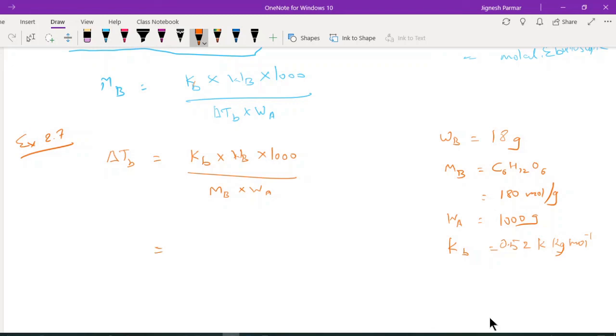Now let's first find delta TB, that is the change in temperature, and then we can go further. Now let's substitute the value 0.52. No need to follow the method given in the textbook. You can use this method. This is a very simple and easy to understand method. 1000 and molecular mass 180: the 1000 and 180 get cancelled, 10 and 18 get cancelled. It means the answer is 0.052 Kelvin, because this is given in Kelvin. Don't worry.